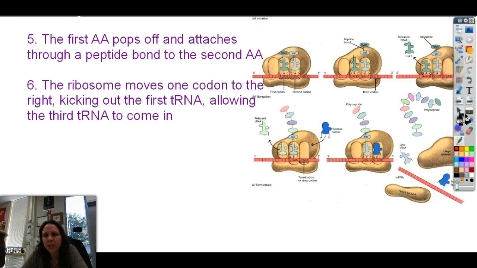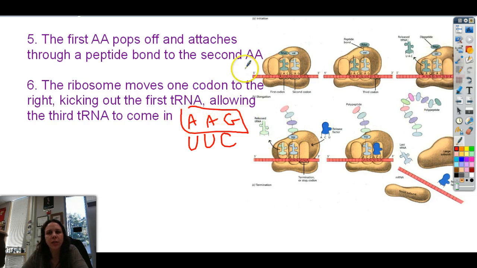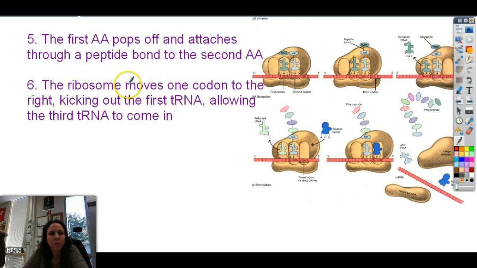Well, that new open spot is UUC. So my codon says UUC. So my anticodon must be AAG. And so my tRNA that says AAG on its anticodon can come and sit down and bring over the next amino acid. So looking at this, the ribosome moves one codon to the right, kicking out the first tRNA, allowing the third tRNA to come and sit down.